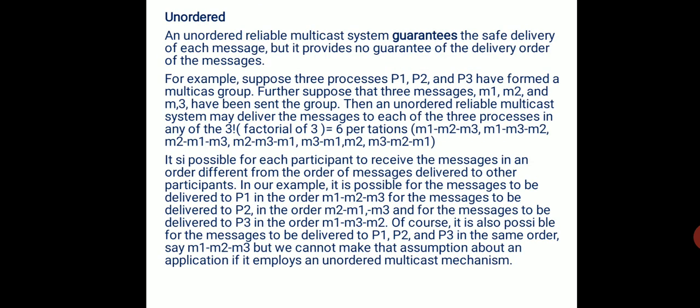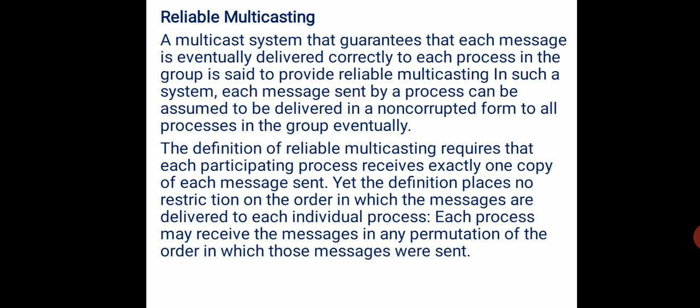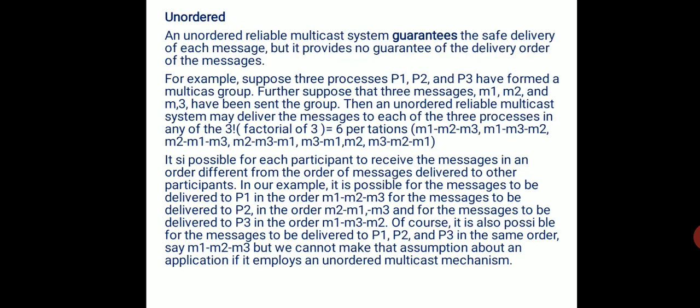So here the first one is unordered. Okay, the types of reliable multicasting. Under reliable multicasting we have a few types. In that, the first one is unordered.